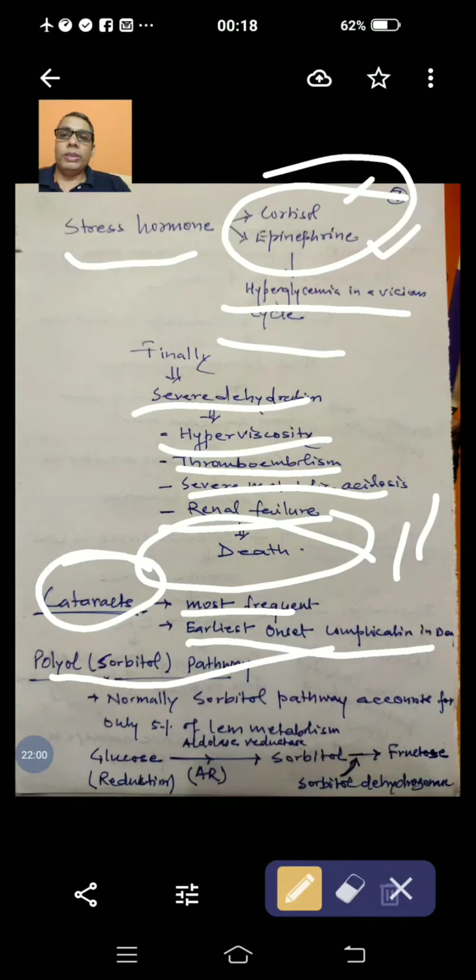And sorbitol is also required for the balance, or you can say the osmotic balance of the lens. So this sorbitol is normally synthesized in the lens.